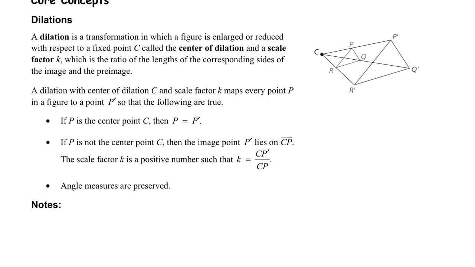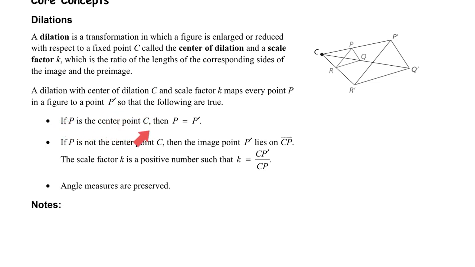So a dilation is a transformation in which a figure is enlarged or reduced with respect to a fixed point that we'll call C. All right. And that is called the center of dilation and a scale factor K. Basically, we're dealing with scale factors here, which is a ratio of lengths of the corresponding size of the image and the pre-image. So a dilation with center of dilation C and a scale factor K maps every point from the pre-image to the image.